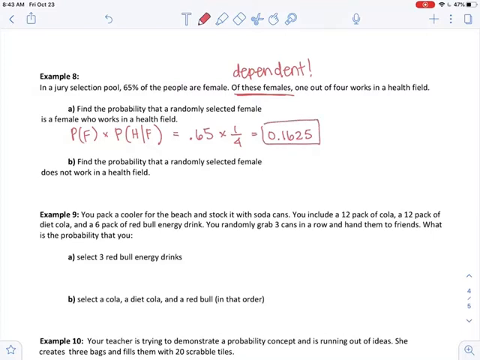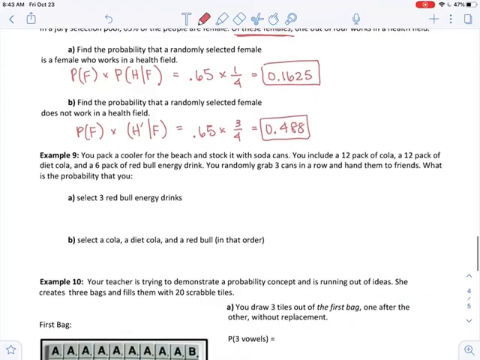Find the probability that a randomly selected female does not work in the health field. So we're going to do the same idea. Probability that they're female times probability that they're not in the health field and female. So again, we're going to go 0.65, and this time we're going to multiply it by 3/4, because remember, 1 in 4 women are in the health field, so that means 3 in 4 women are not. We multiply them together and we get 0.488.